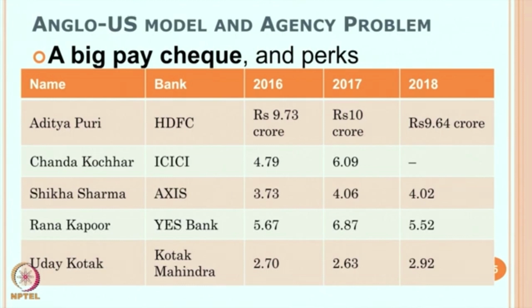So, Aditya Puri, who is the CEO of HDFC Bank, you can see the salary for 2016 was 9.3, then 10 crore, now 9.67 crore. Remember, this is excluding the perks; this is the cash salary. For Chanda Kochar, it was 4.79, then 6, and now you know that she is held up in a fraud, so she has been removed.